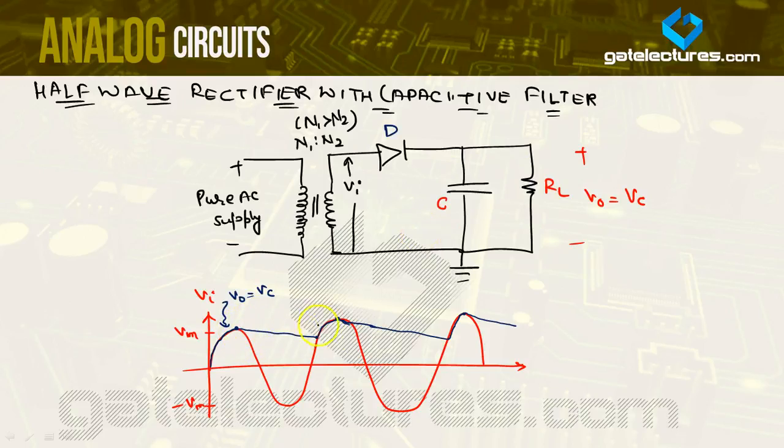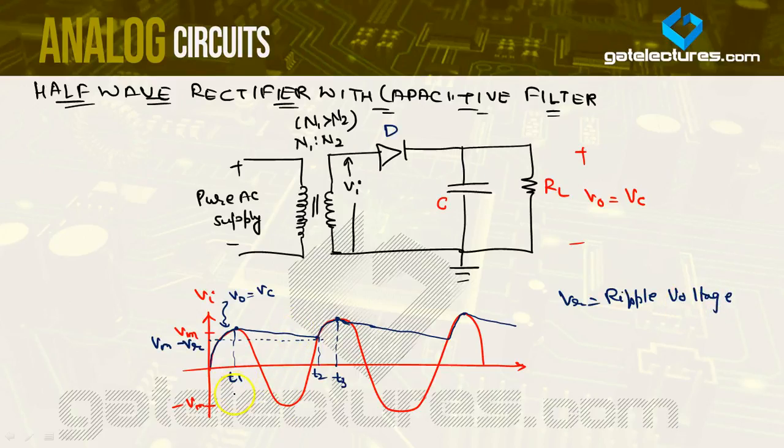Okay, so let's say this is T1, this is T2, and let's say this is T3. This particular potential is equal to Vm minus Vr. Vr is the ripple voltage.